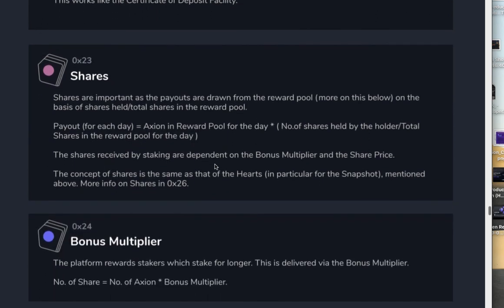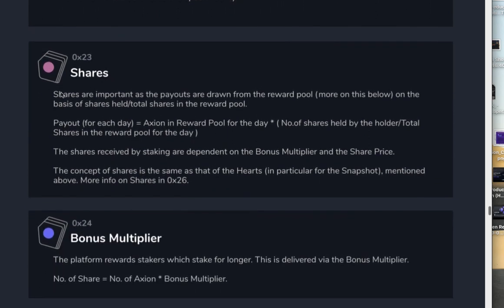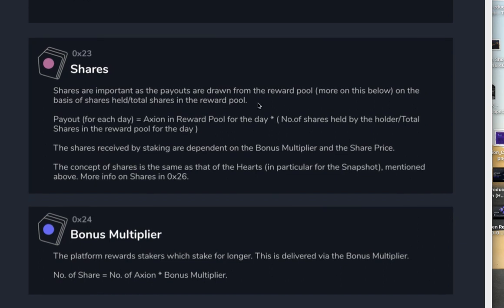This is the payout. This works like the certificate of deposit facility, which is what Axion is, a certificate of deposit. Shares. Now shares are an extremely important component to understand, okay? A lot of people in Hex do not understand the share component and the impact that a return on investment has on it. Shares are important as payouts are drawn from the reward pool. More on this below, on the basis of shares held versus total shares in the reward pool.